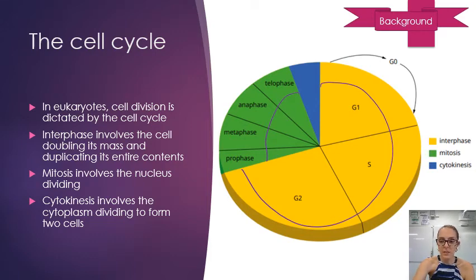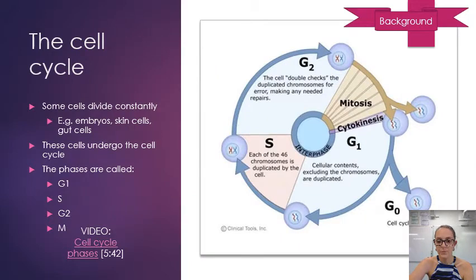And cytokinesis is this last part here in the blue, where we have the cell actually splitting into two. This is another representation of that. And I like this one because you can clearly see what's happening at each stage. And we'll talk about this G0 phase as well.